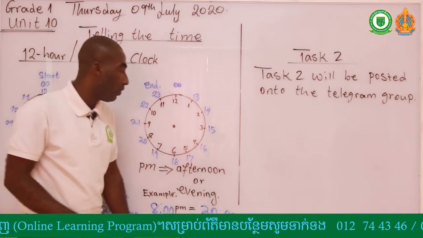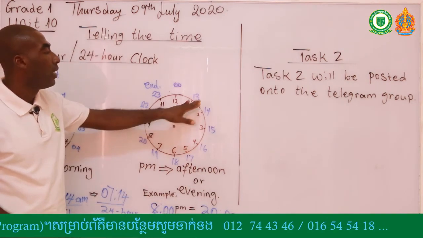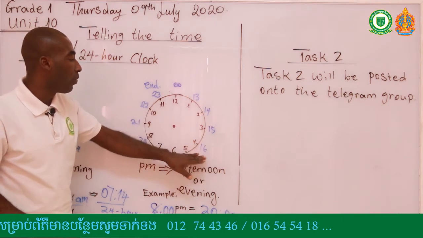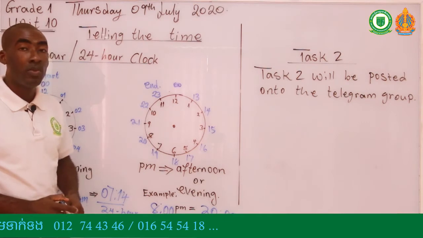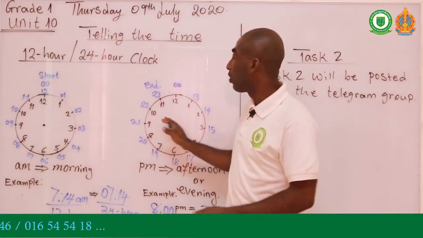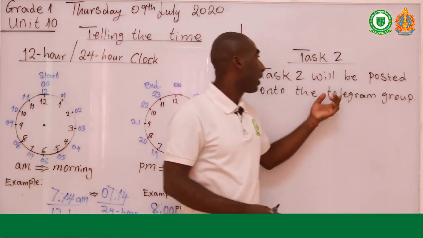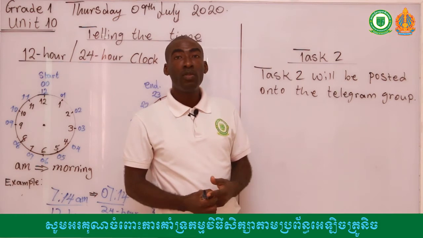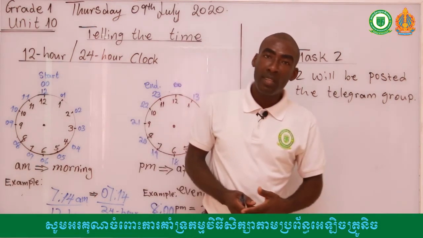In the evening. So anytime you are writing a time in the afternoon or evening, the blue ones are the corresponding ones for your 24 hour clock that you always have to check. Please make sure that you study this clock critically and nicely so that you don't forget it. Your second activity will be posted to you through the Telegram group, and we will continue this section in our third video. Okay, see you.